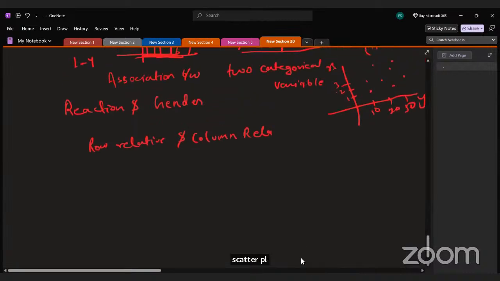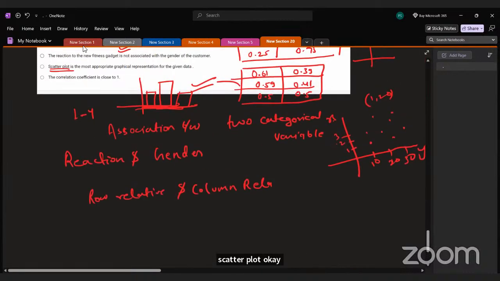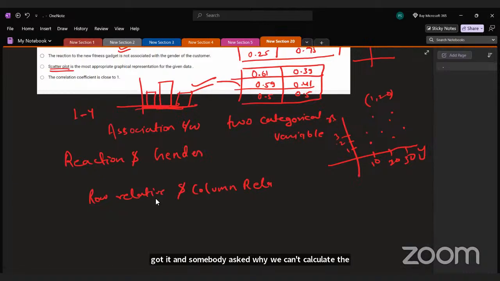Everybody got this? Somebody asked why we can't calculate the grading document, so the total marks. Krinapreet, this is not a general query class. This is for the mock discussion session. So you can ask these questions in the general query sessions. Okay.